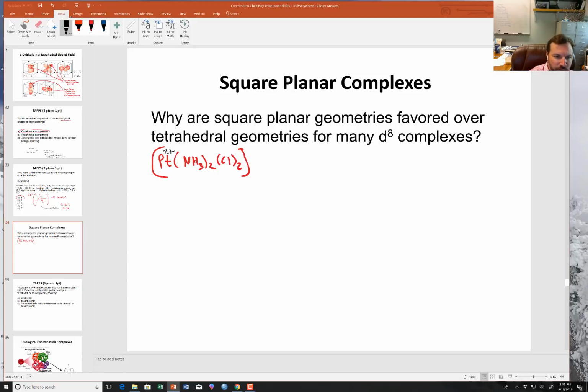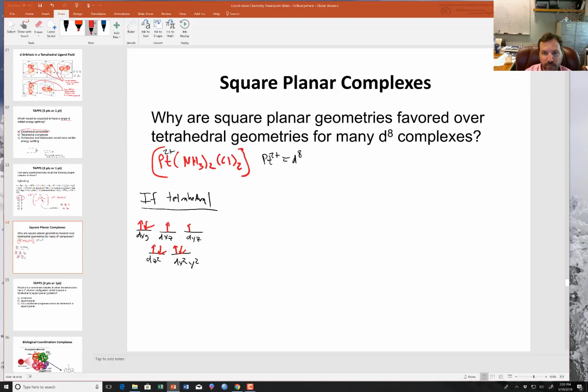So if this were to form a tetrahedral geometry, we just learned that we would get a d orbital splitting pattern that looks like this, where we have the dz squared and dx squared minus y squared lower in energy, and dxy, dxz, and dyz higher in energy. And so if we have platinum 2+, of course we know that platinum 2+ is a d8 complex. So let's put in our 8 electrons. Looks something like that. Okay.